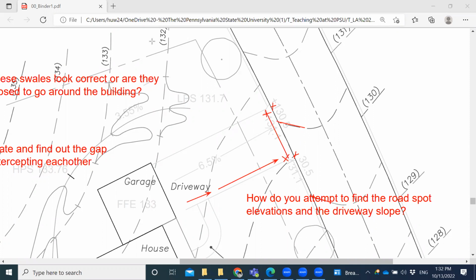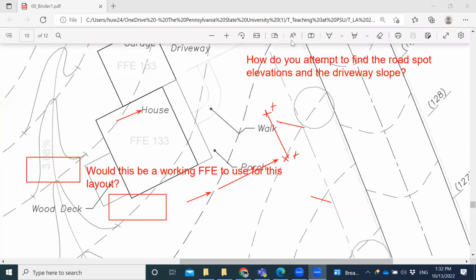Your HPS right now is higher than your FFE, which means water will drain to your building. So that's not correct. What you could do is what I just suggested to Emily, right? It seems like you still have some room to lower this, because your slope is 3.5%. Let me see what's the slope for the next swale here. Yeah, you still have room. Okay.